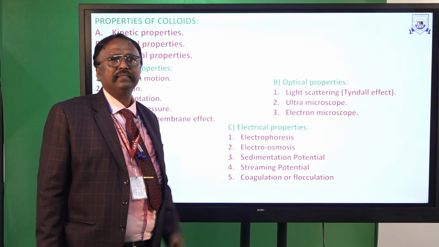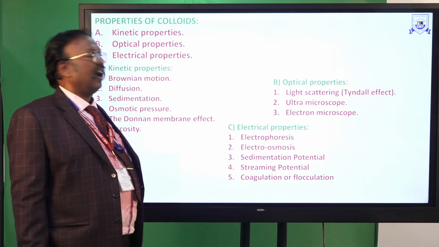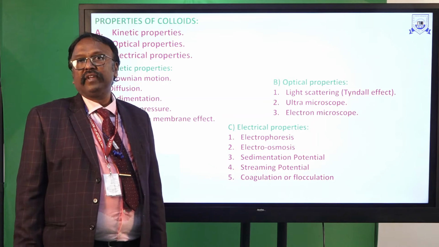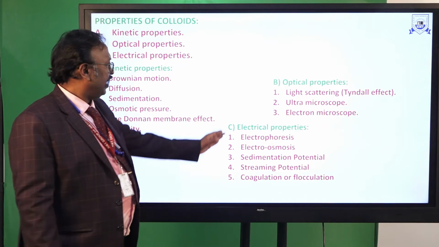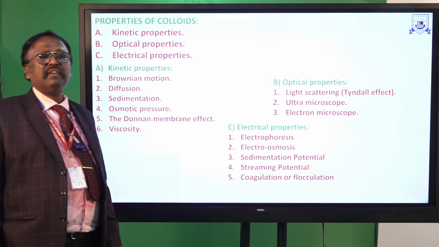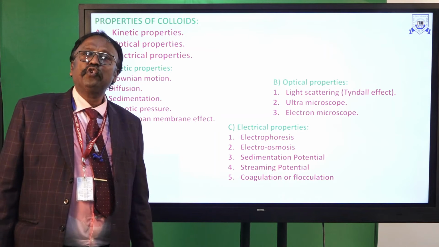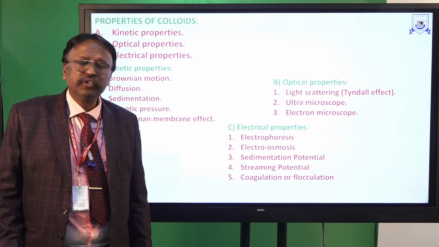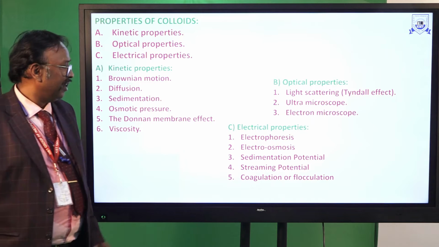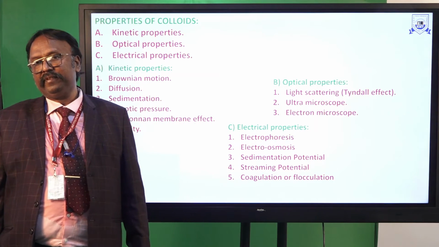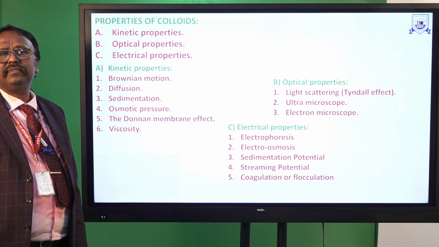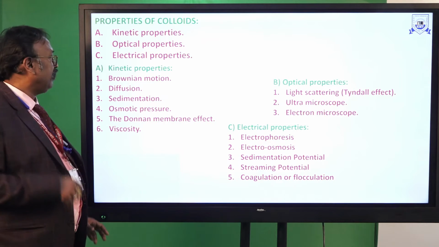Optical properties are the Tyndall effect, or light scattering, ultra microscope, electron microscope. And the third one is electrical properties. In electrical properties, again different properties are there: electrophoresis, electroosmosis, sedimentation potential, streaming potential and coagulation or flocculation. These are all different properties of colloids. Let us discuss one by one.